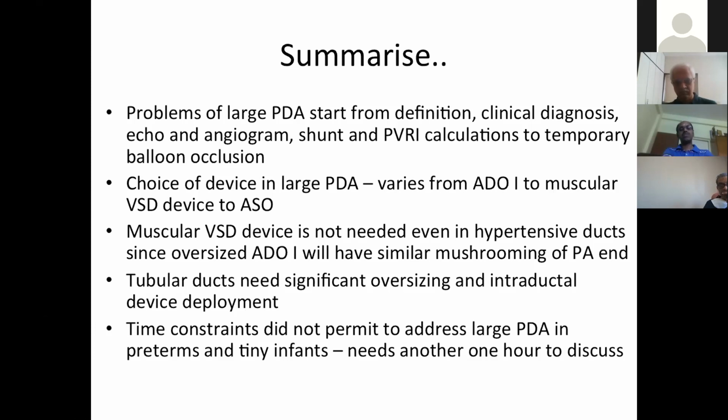Time constraints for today did not permit me to address large PDA in preterms and tiny infants, which needs another discussion. Thank you very much.